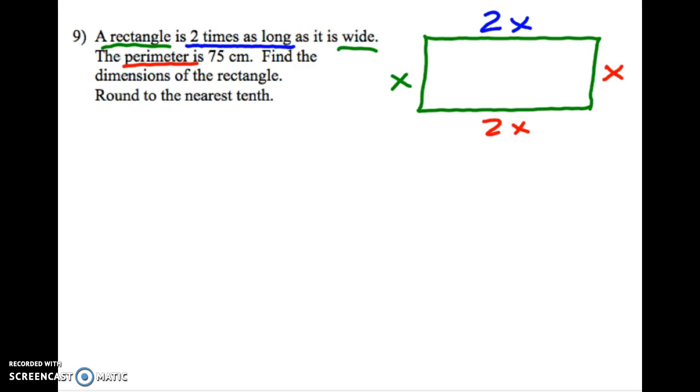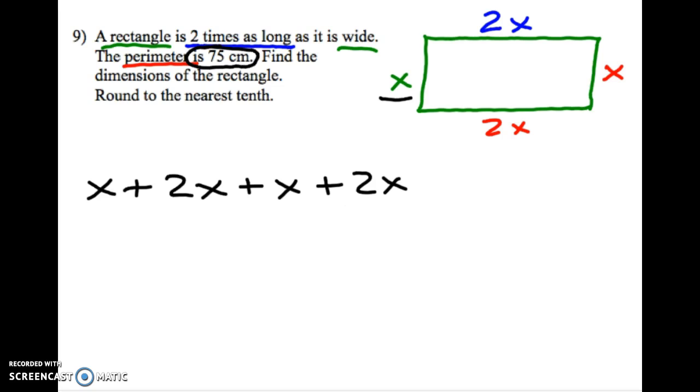So like we said, for perimeter, we're going to add all the sides together. Starting with the first x, I'm going to add one of the lengths, 2x, the other width, x, and then the other length is 2x. And then right here we've got "is 75," so "is" means equals 75.